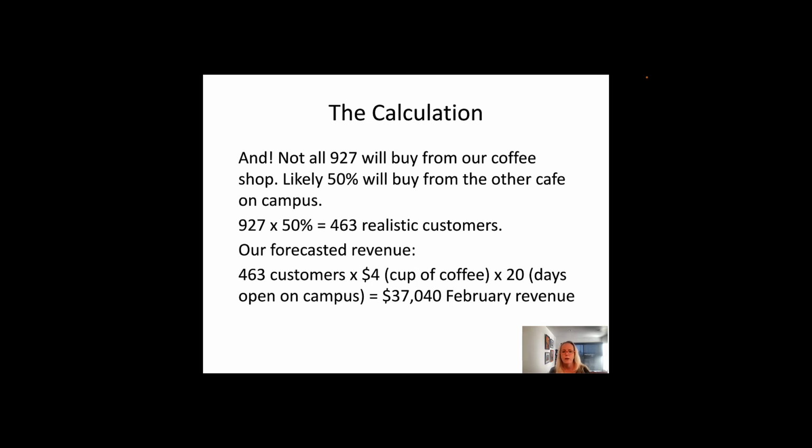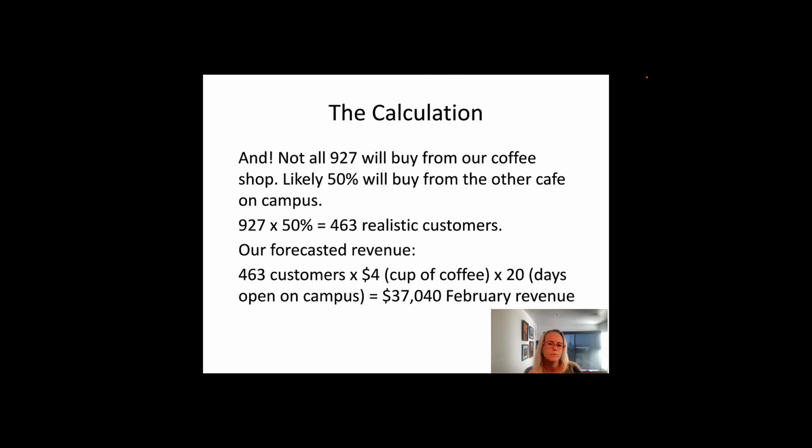So in order to get our forecasted revenue, we multiply that 463 by $4, which is the price of a cup of coffee. Multiply that by 20 days that we're open on campus, and that gives us $37,040 in February revenue. Notice I'm saying February revenue.